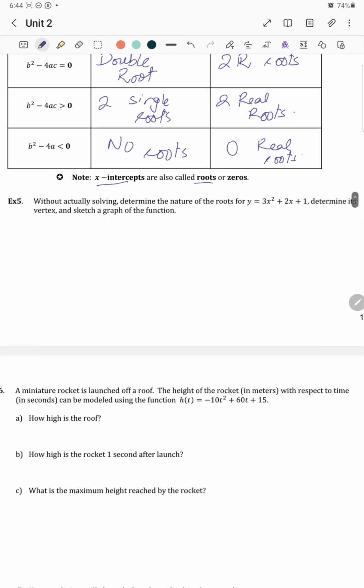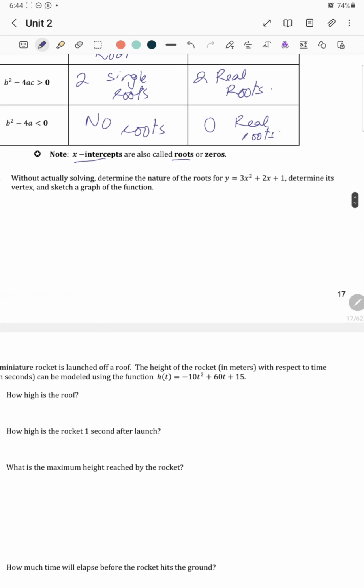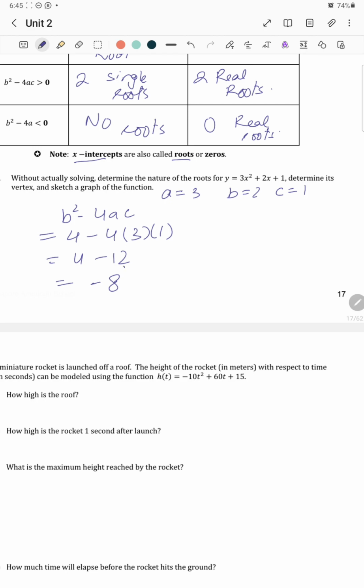X-intercepts are also called zeros or the roots. Without actually solving, determine the nature of the roots, determine its vertex, and sketch the graph of the function. So without solving, we need to do these three things. First of all, we know a is equal to 3, b is equal to 2 and c is equal to 1. So we need to solve the discriminant b square minus 4ac, which will be equal to 4 minus 4ac, which is equal to 4 minus 12, which is equal to minus 8. So negative discriminant means no real roots.